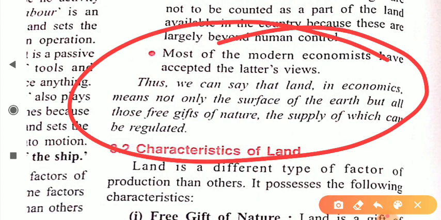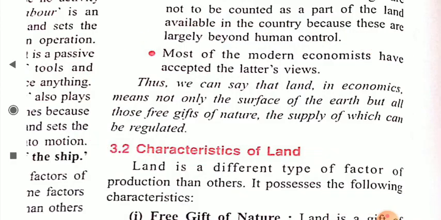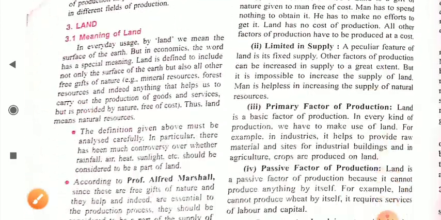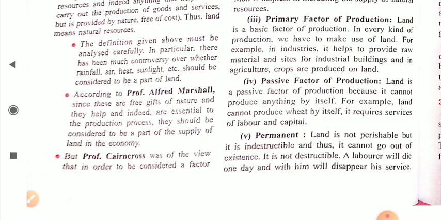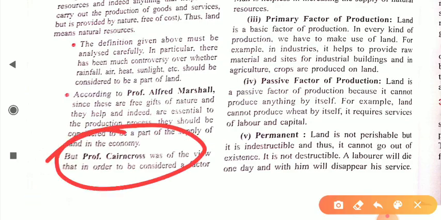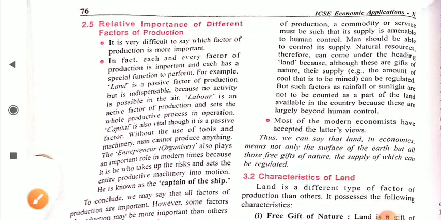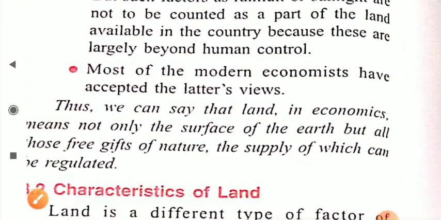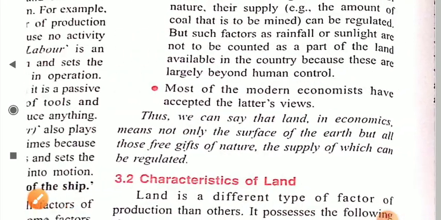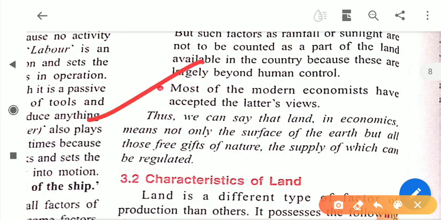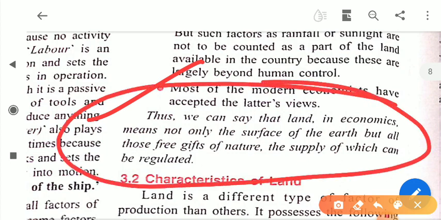The definition which is given by Alfred Marshall, and as you know, the definition which is given by Cairncross. The latter definition is supported by most of the modern economists. Thus we can say that land in economics means not only the surface of earth but all those free gifts of nature, the supply of which can be regulated. So this is the definition of land which you can use in your economics.